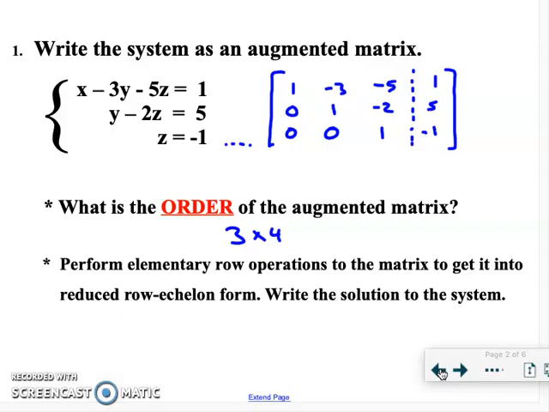And now, again, we can actually solve this thing. We're asked to perform the elementary row operations on the matrix to get it into reduced row echelon form. Currently we're in row echelon form. We want to get into reduced row echelon form, which means that we need to turn zeros into the 3 values that are above the +1 diagonal. So again, we want to write out the solution to this system.